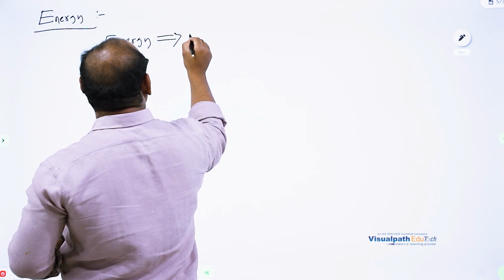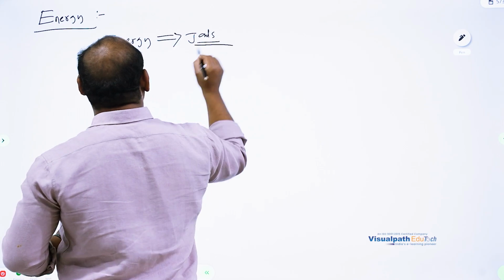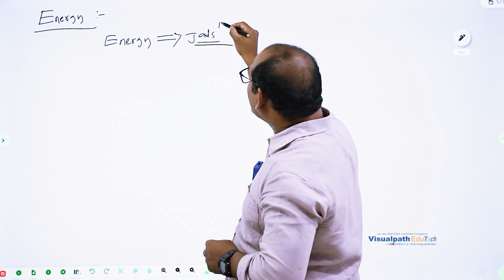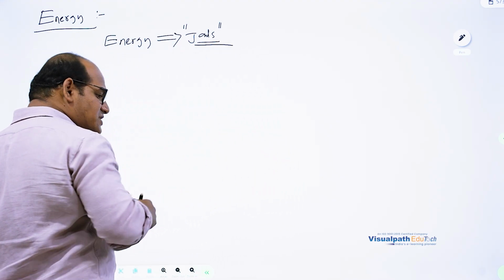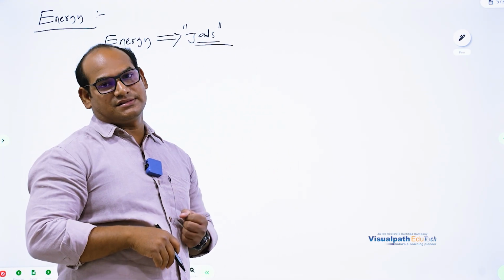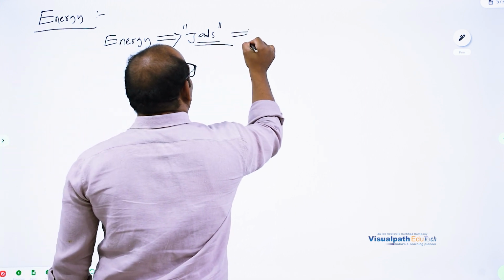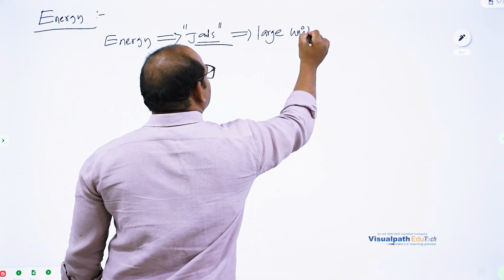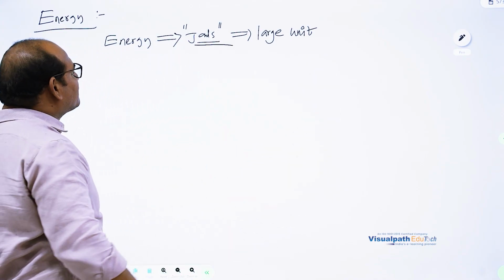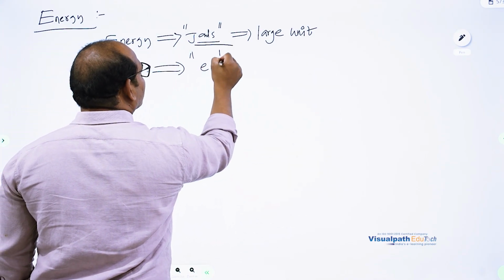can be measured in the units of joules, but it is a very large unit. So we need a very small unit because we need to deal with electrons. Okay, a very small unit is required. It is actually a large unit. So what we need to do? We need to define another unit, that is electron volts.